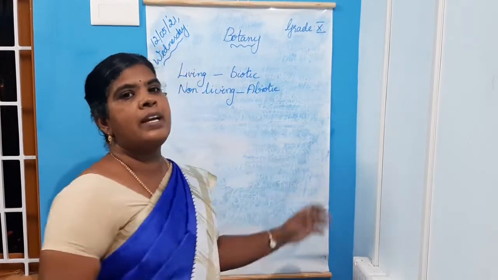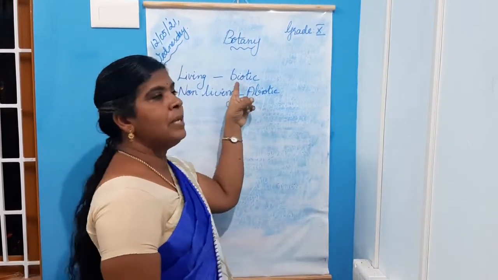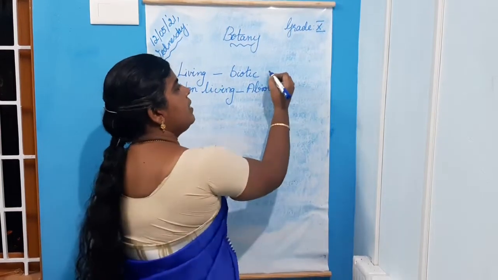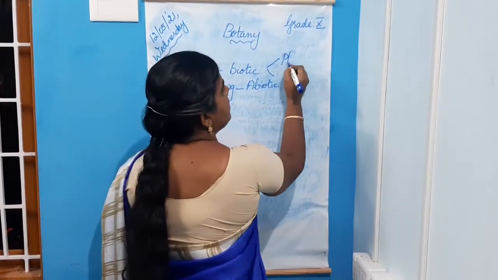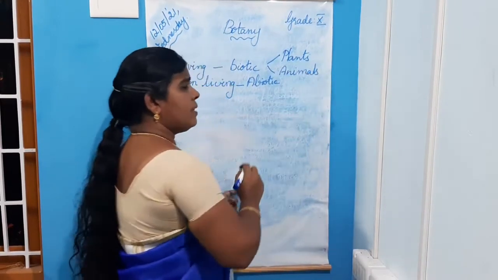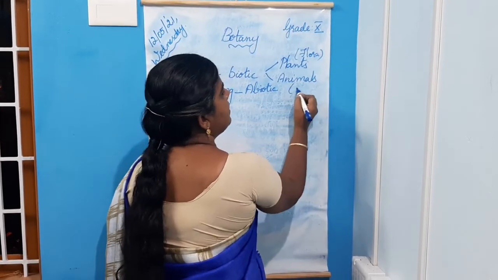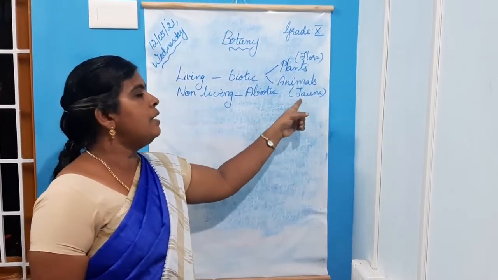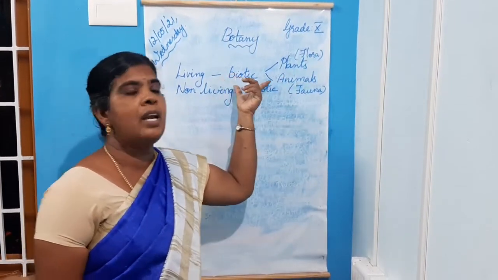So, things found in the environment are broadly categorized into two, biotic and abiotic components. Biotic means living components, abiotic means non-living components. This biotic things are again categorized into two. They are plants and animals. These two are living, isn't it? So they are biotic components, plants and animals. These plants are termed as flora. Animals are termed as fauna. So these two, flora and fauna, are together termed as biotic components.